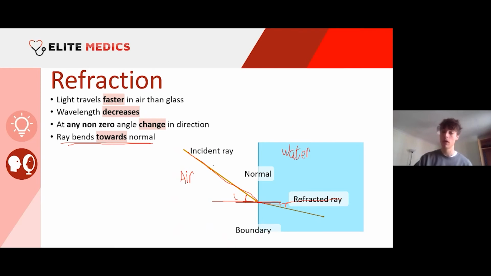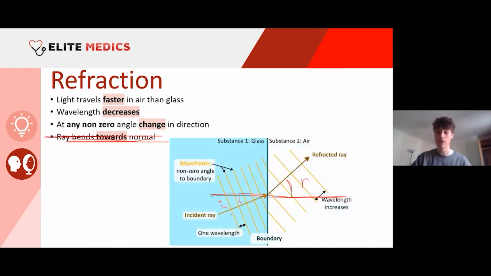If you go from quicker to slower, if the speed decreases, going from air to water, the speed decreases, so the angle will decrease. So that's how you can think of how the angle changes. We saw before that if we go from glass to air, the speed increases. Light is quicker in air than it is in glass. So if the speed increases, we know that the angle will increase. That's why we have a big refracted angle.